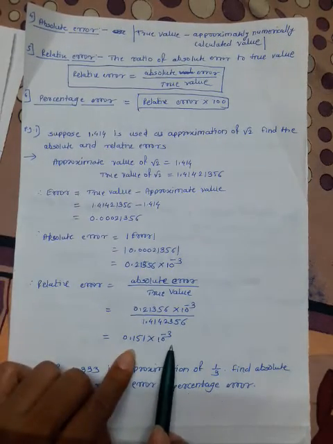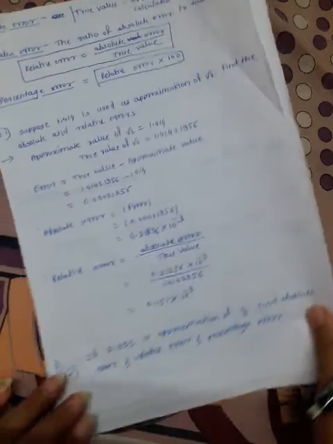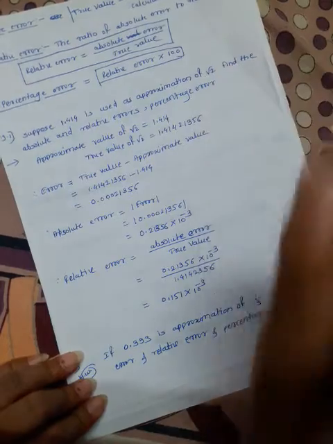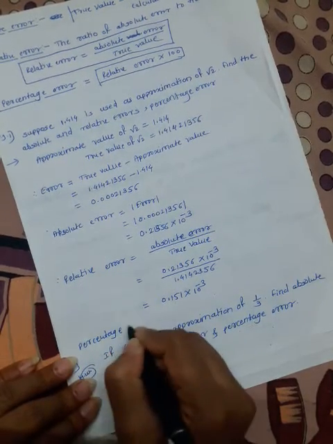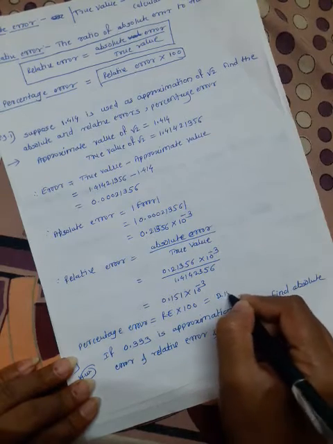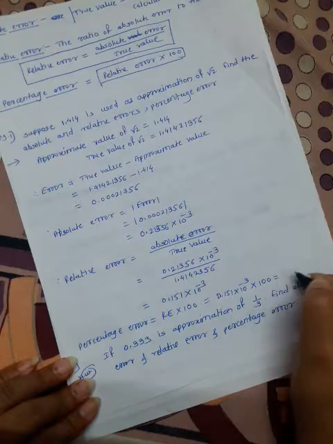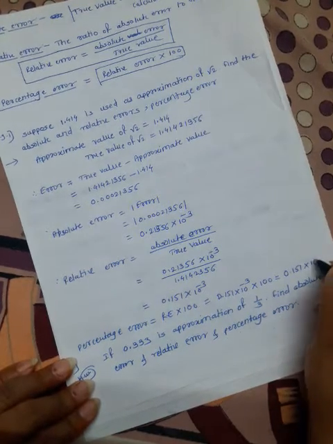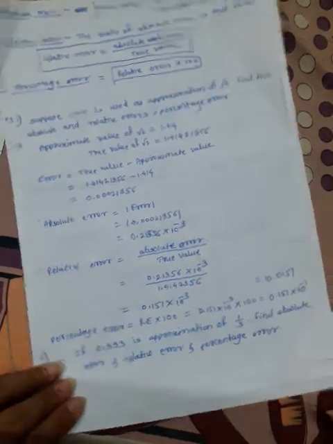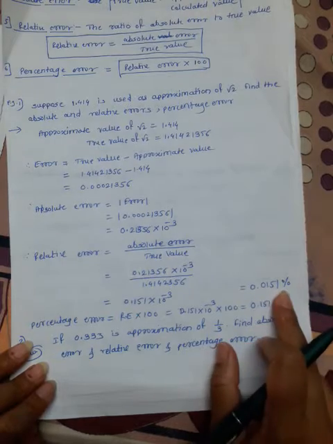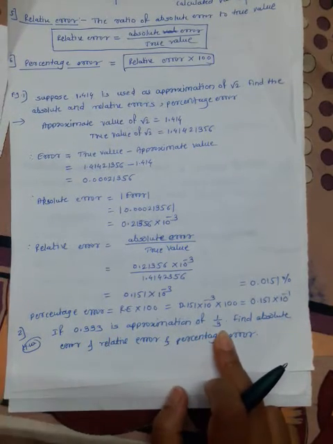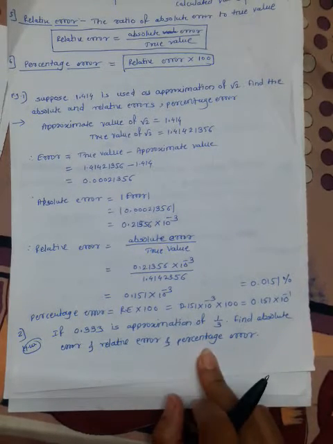And what is the percentage error? Multiply only by 100 if they are asking for percentage error. Relative error into 100 means 0.151 into 10 raised to minus 3 into 100, that means 0.151 into 10 raised to minus 1, because plus 2 minus 3 is minus 1. Okay, the answer is 0.0151. This is our percentage error. Put the percentage sign here also. Now this is the homework for you. If 0.333 is the approximation of 1 by 3, in the same way, find the absolute error, relative error and percentage error.